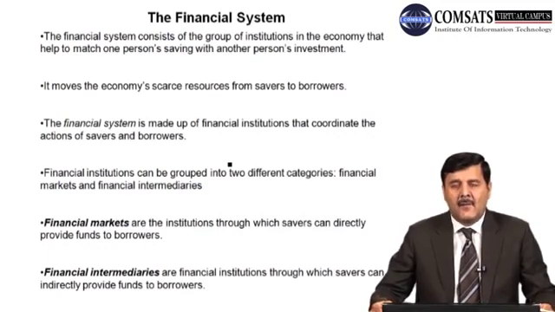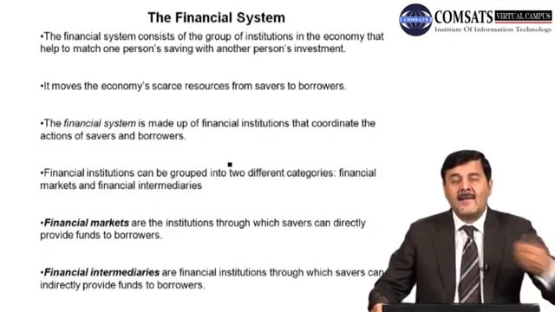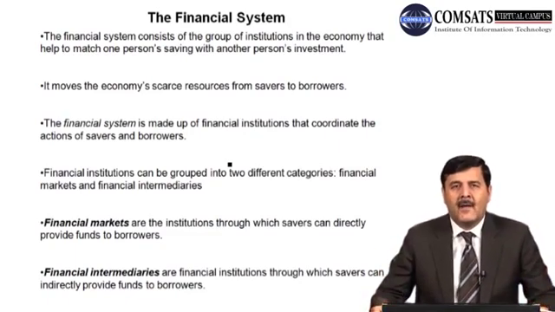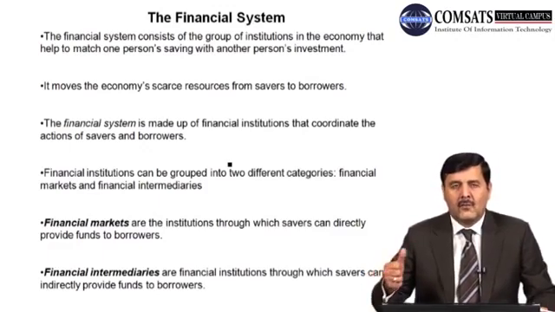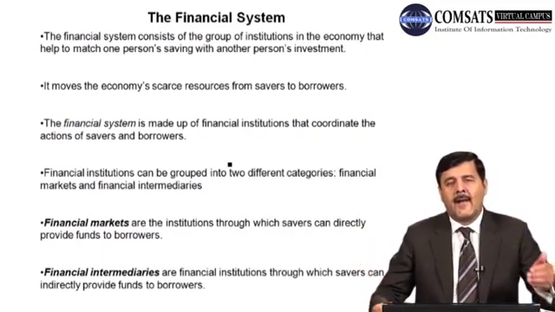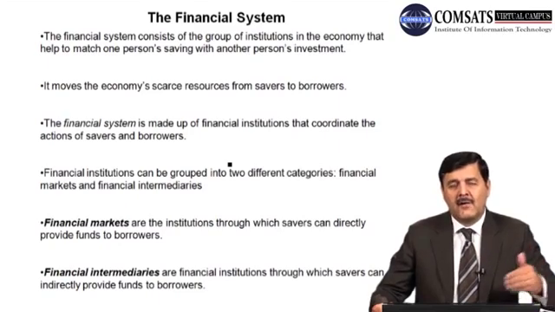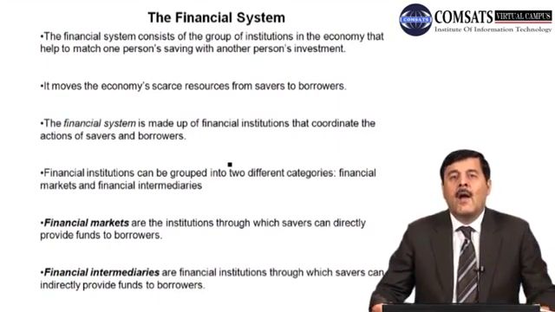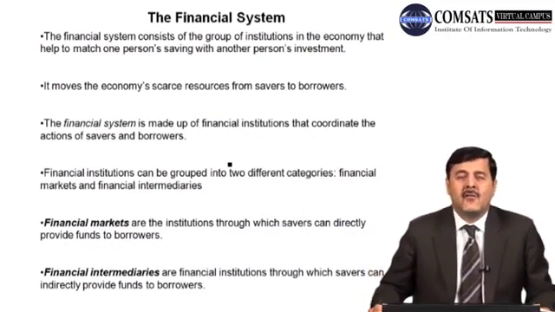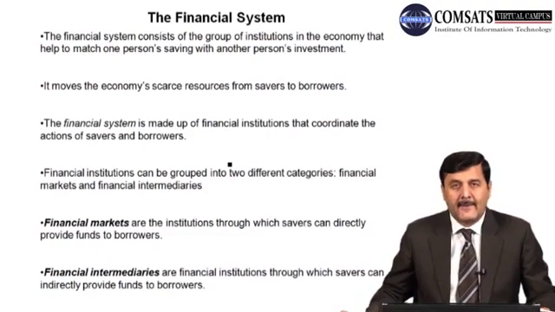Second is the financial intermediaries. These are the financial institutions through which savers can indirectly provide funds to the borrower. So the difference between these two types of financial institutions: one is the financial market, through which savers can directly provide funds to the borrower, and the other is the financial intermediaries, through which savers can provide funds to the borrower indirectly. We'll discuss these two in detail in the coming slides.